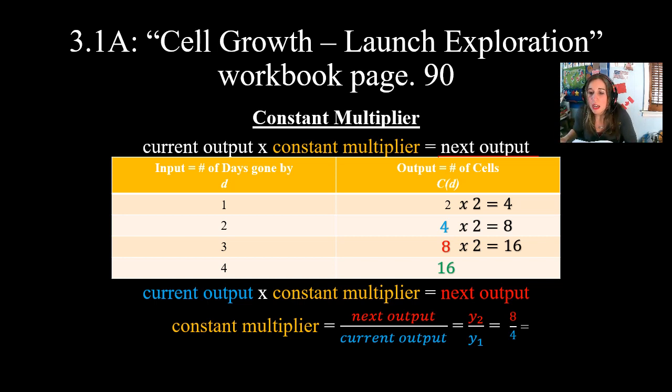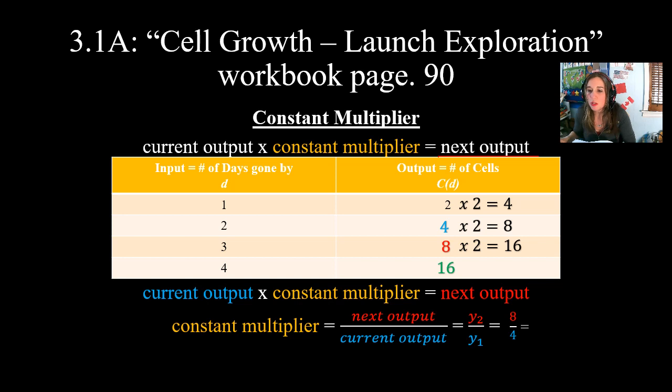We take the next output and we divide it by the current output. So we are taking our y2 and dividing by our y1. Notice we don't need to involve our input at all for this. We are only working with outputs here. We do not see any x's in this formula. We are only working with y's. We're comparing one output to another. That's how we're going to get our constant multiplier.